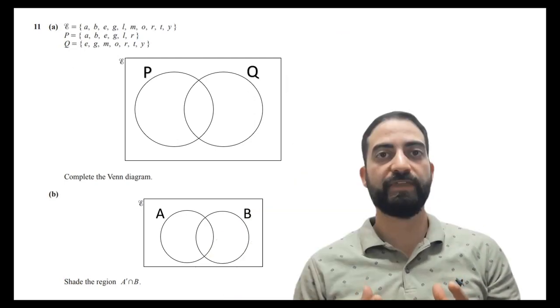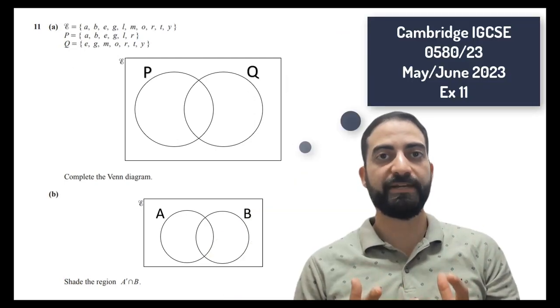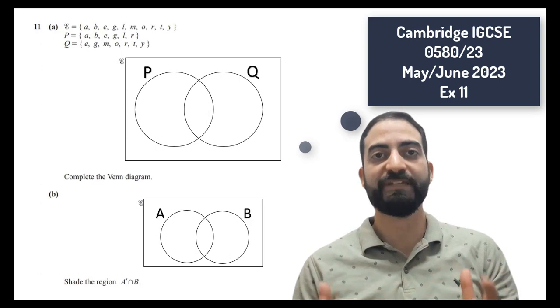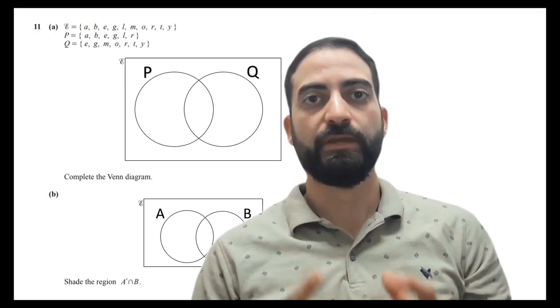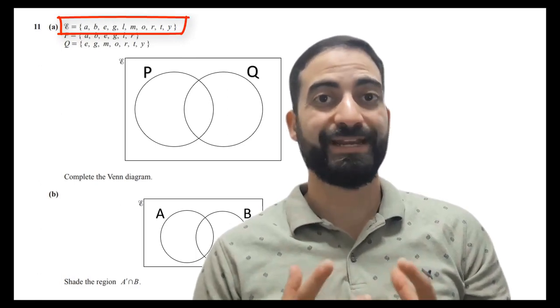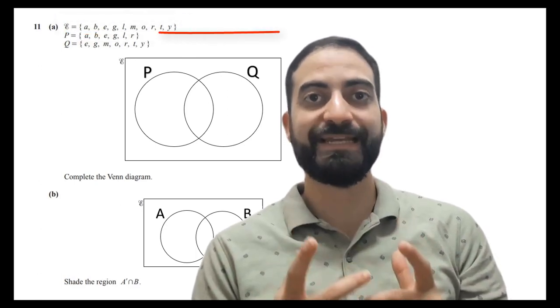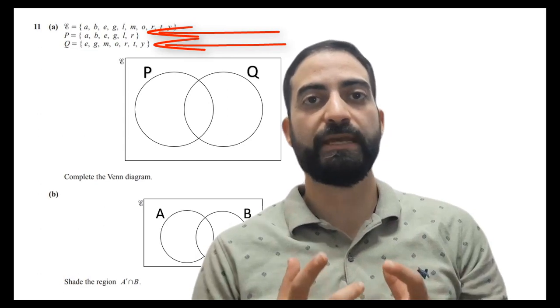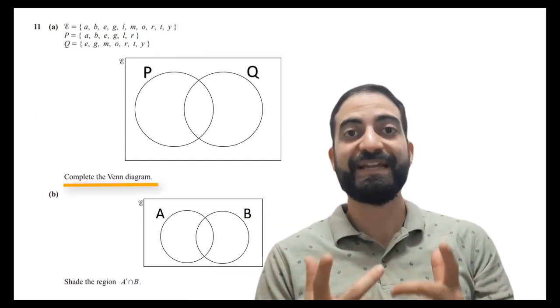We will begin to solve the 11th question for the Cambridge IGCSE 2023 competition. In this question, there are 3 sets. This set is the largest, which includes the sets P and Q. We are required in part A to complete the Venn diagram.